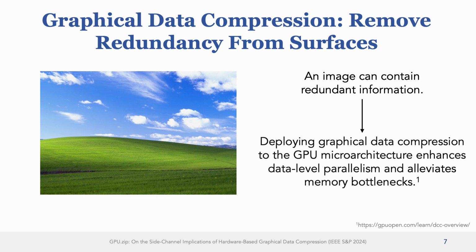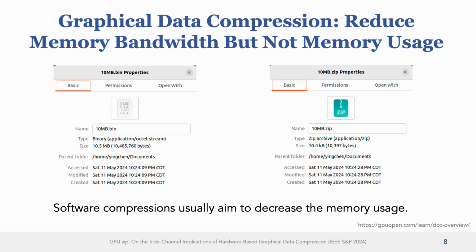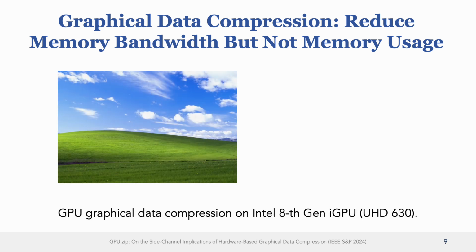However, graphical data compression is very different from any software compression we use every day. Most software compression we use, for example Deflate, aims to reduce memory usage. They do so by transforming the original data, like the 10 megabyte .bin file, into a more compact representation, like the 10 kilobyte .zip file. GPU graphical data compression, on the other hand, is kind of weird because it aims to solely reduce memory bandwidth usage with the cost of even higher memory usage.